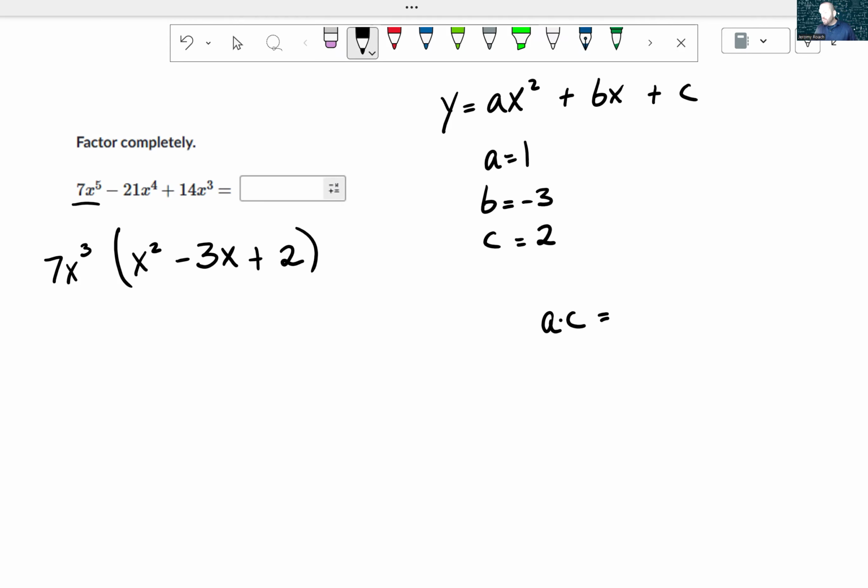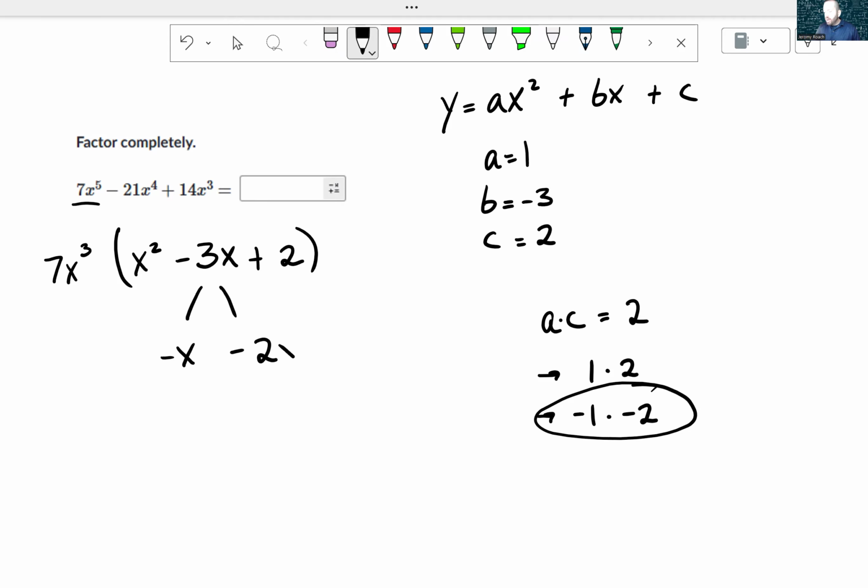So a times c now is equal to 2. This makes our list even easier. 1 times 2 is 2. -1 times -2 is also 2. Now we want to figure out which group, this group or this group, if we add those together, equals b, which equals -3. Well, it's going to be this group equals -3. So we're going to separate this -3 into a -x and a -2x. And then we're going to write the rest of this.